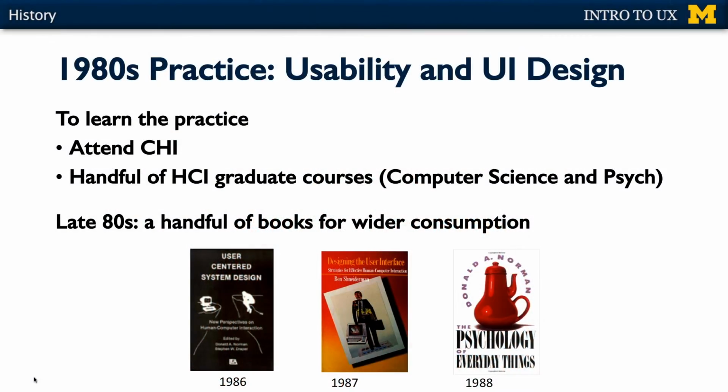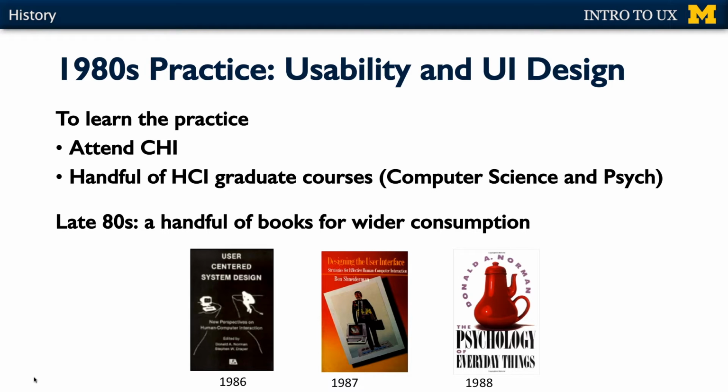So in 1986, we had User-Centered System Design by Don Norman and Norm Draper, which was the first book to really articulate this idea of user-centered design that's still very much at the center of UX practice today. In 1987, Ben Schneiderman came out with Designing the User Interface, which was the first textbook of human-computer interaction that was meant to be used in university courses to teach this stuff.